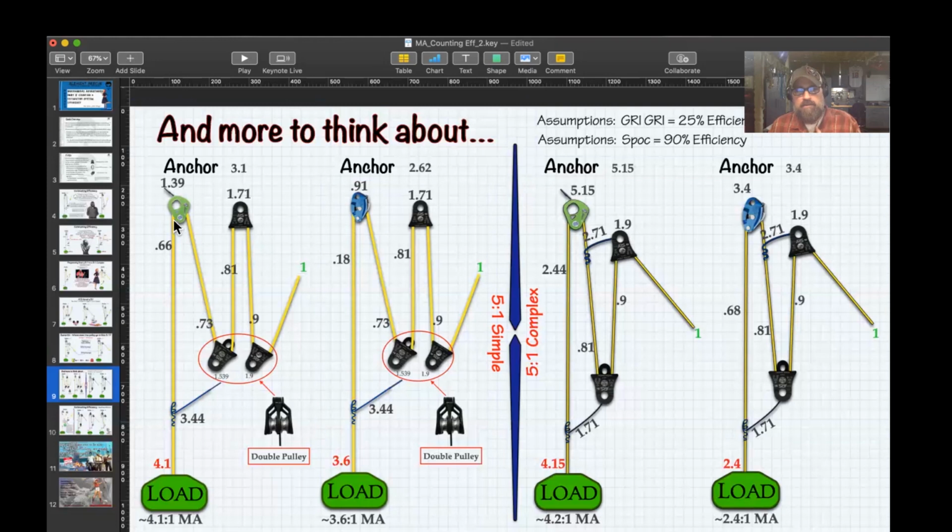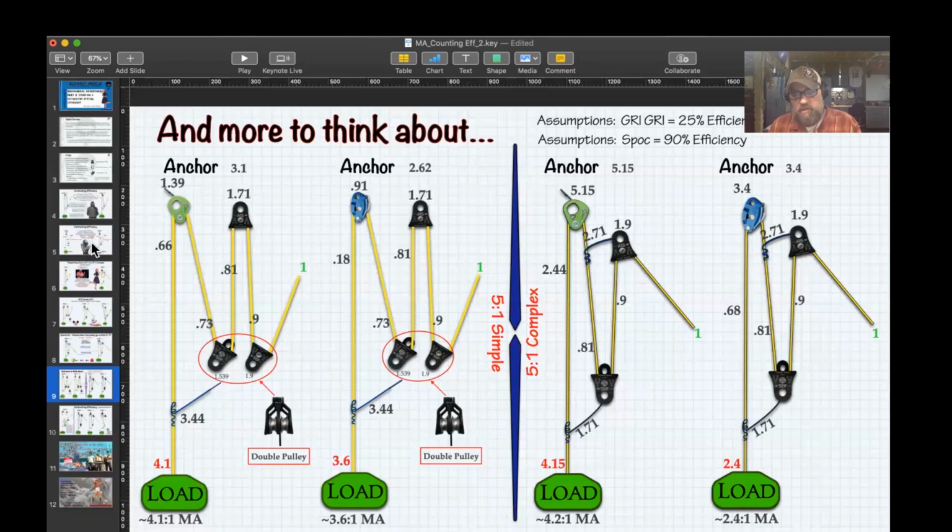So, a 5-to-1 simple versus a 5-to-1 complex. When everything's efficient, the 5-to-1 complex is slightly more efficient because it has fewer pulleys. I make the exact same switch, putting a Gri Gri into the progressive capture position of this. And not only does the 5-to-1 simple stay more efficient, this 5-to-1 complex literally jumps into the toilet, like exponentially jumps into the toilet. So why is that?